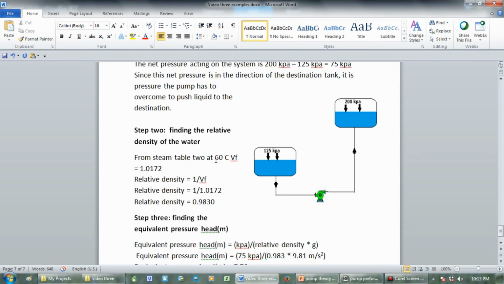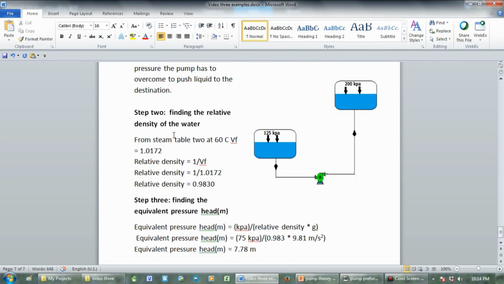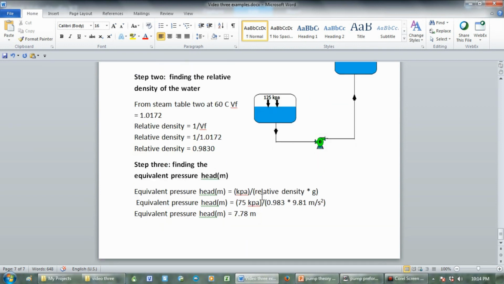Step 2. Finding the relative density of the water. From steam table 2 at 60 degrees C, Vf equals 1.0172. Relative density equals 1 divided by Vf. Relative density equals 1 divided by 1.0172. Therefore, the relative density of the water at 60 degrees C is 0.9830.